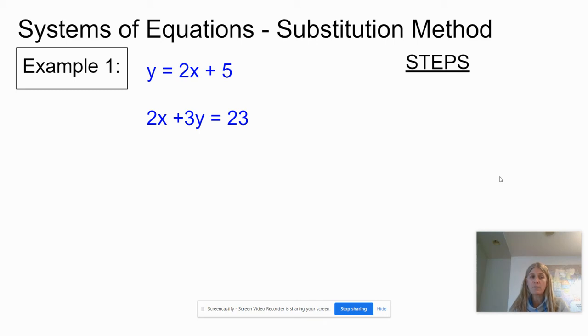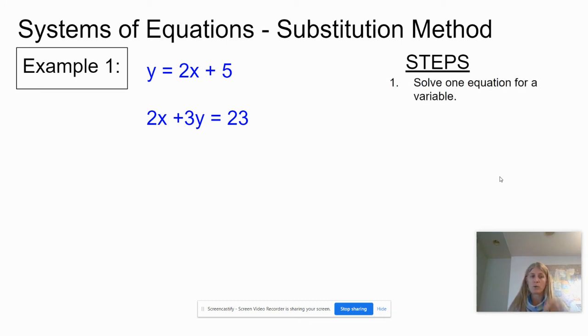We use systems of equations with substitution when at least one of our equations is in slope-intercept form, y equals mx plus b, or at least we have one of those variables isolated. And generally, the other one can be in any form. In this case, it's standard form. Now, if they're both in y equals mx plus b form, that's even easier, and we're going to learn that with our next example.